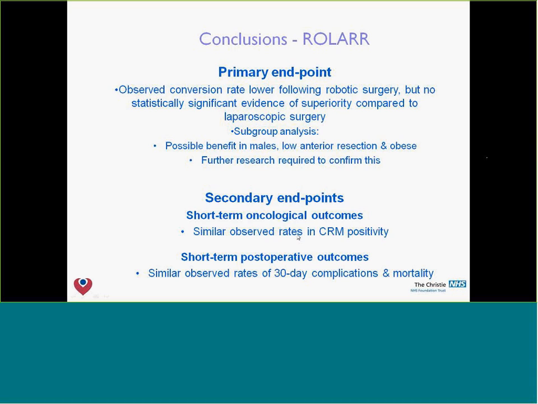But what the study showed was that the circumferential resection margin rate was around 5%, and the complications were similar between laparoscopic and robotic group.